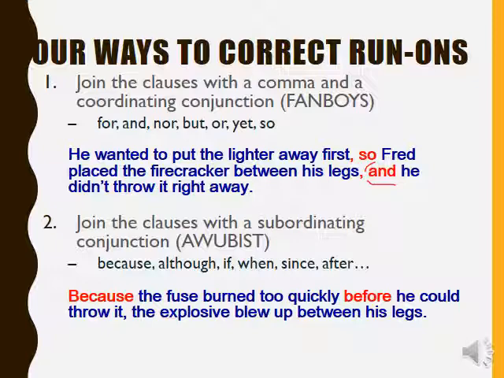So the first way to correct run-on sentences is to join the clauses, the dependent and independent clause, with a comma or a coordinating conjunction. Number 2, you can join the clauses with a subordinating conjunction. Subordinating conjunctions are because, although, if, when, since, after, and so on. Many others are called subordinating conjunctions.